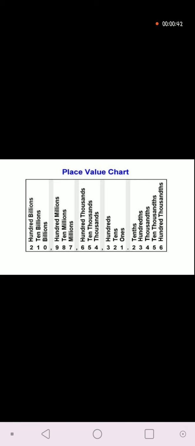Boys and girls, I would recommend you pause the video, have out your math journal, and make note of this place value chart. You will use it later on.